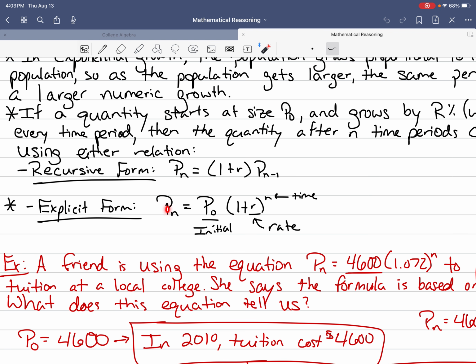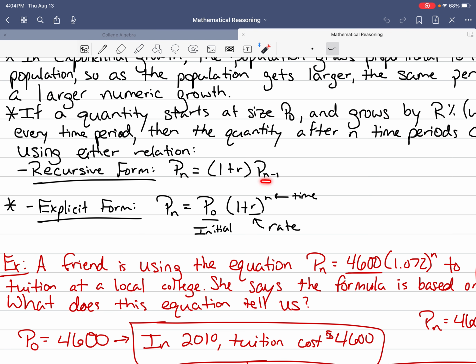So the explicit form would be P sub n equals P sub 0, which is your initial amount, times, in parentheses, 1 plus r, where that's your rate as a decimal, to the power of n, which is time, typically in years, but it will be whatever time period is discussed by the question. Because sometimes maybe it's every so many years, maybe it's every so many hours, something like that. But the default is just that it is your amount of timing.